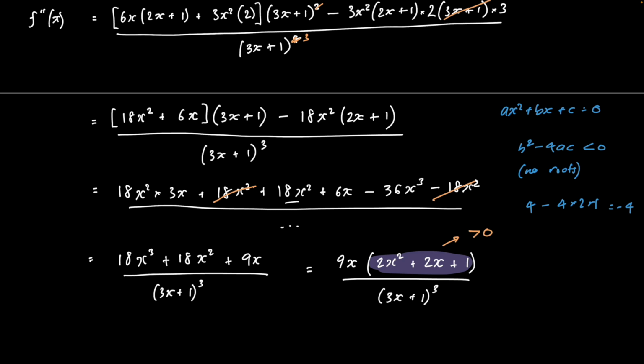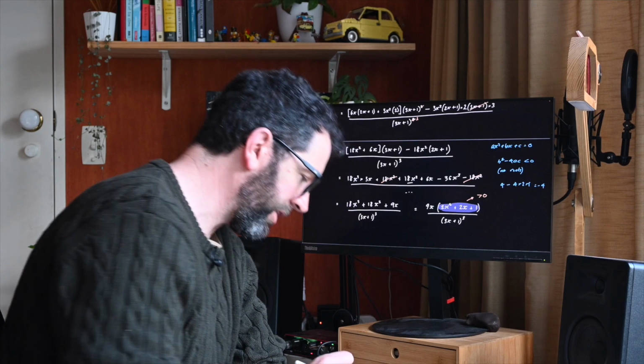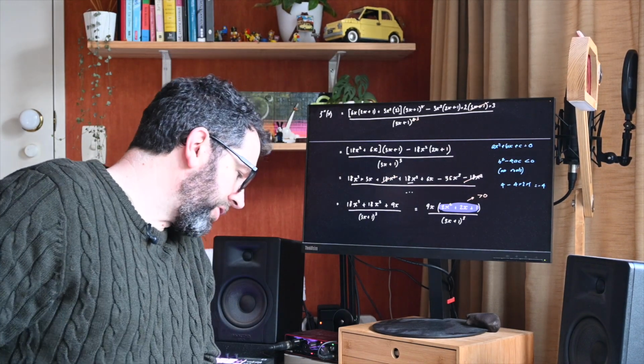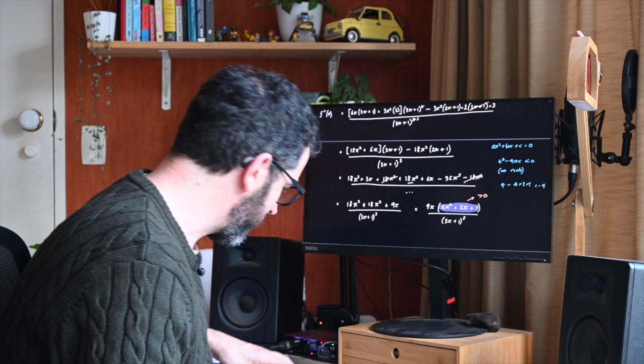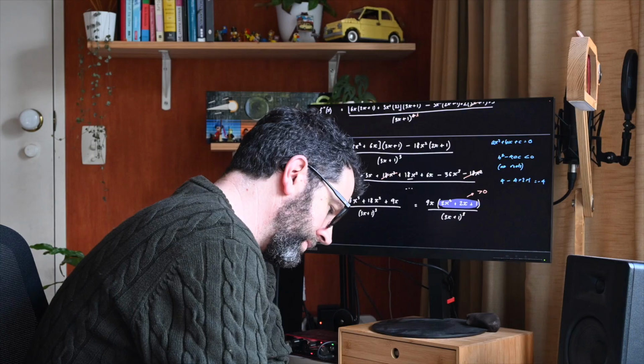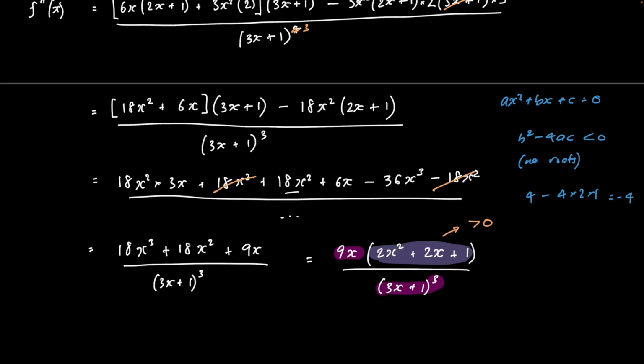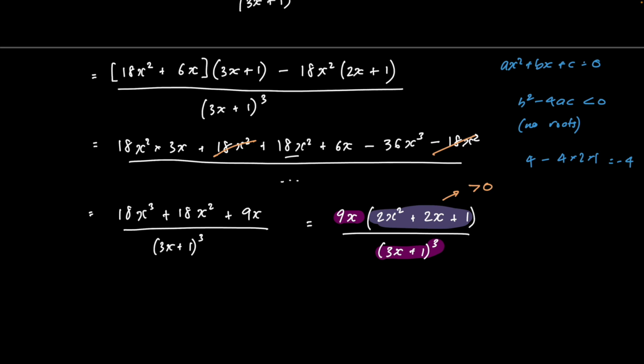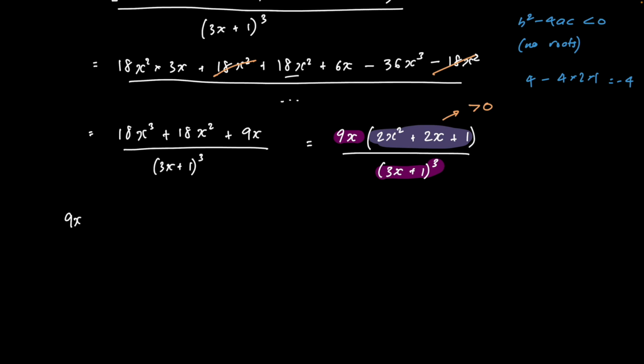All right, so now to look at the intervals here. Got our fraction, we know that that quadratic piece is always positive, so the sign of f double prime of x is just going to depend on the signs of these other two pieces, the 9x and the 3x plus 1 cubed. Okay, so let's just think about that for a sec. We know that 9x is greater than 0 when x is greater than 0, and 9x is less than 0 when x is less than 0. Okay, a little bit of rocket science there.